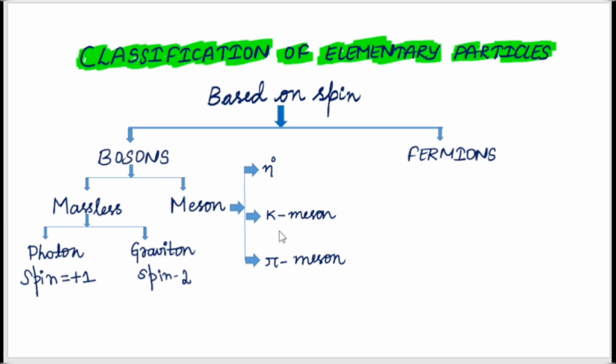Under K meson we have 4 particles, that is K positive meson and K positive 0, K negative, and K negative 0. These are the 4 particles under K mesons. And pi meson, it is pi 0, 3 particles, pi 0, pi negative, and pi positive. So these particles we are going to draw in meson octet structure.